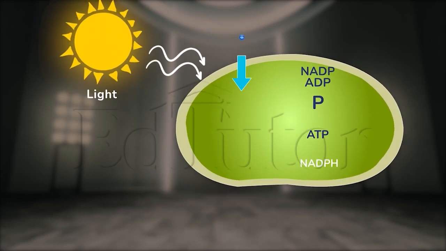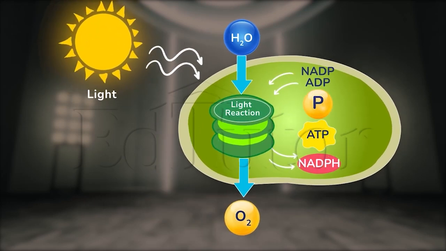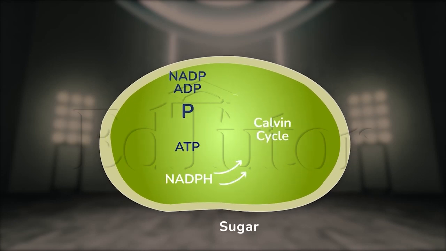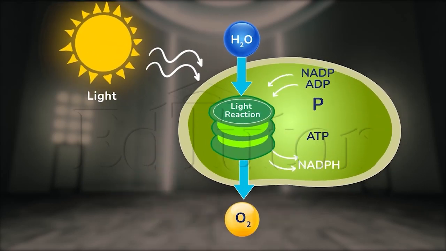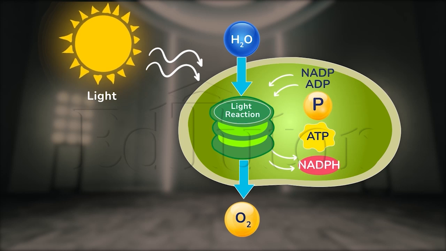Okay, so let's recall now. The light reactions take place in the thylakoid membranes of chloroplasts, and the dark reactions take place in the stroma of chloroplasts. You all must be curious to know more about these two reactions. So, let's explore them further. Now, multiple events take place during light reactions. Let's have a look.